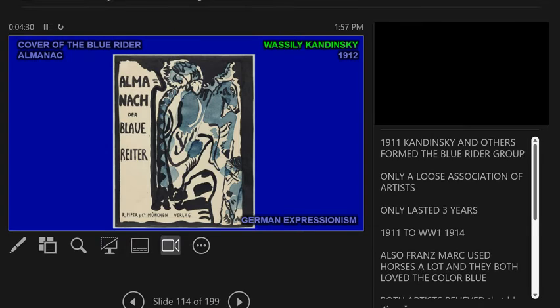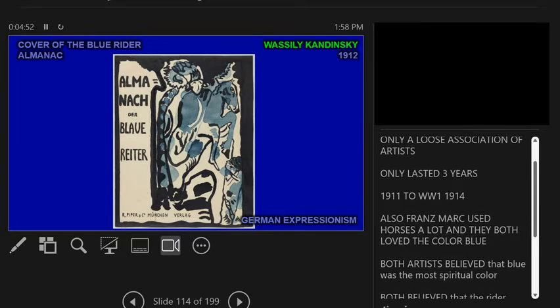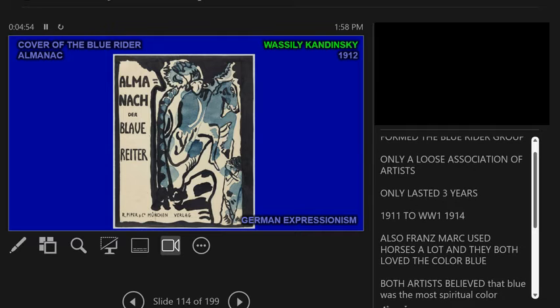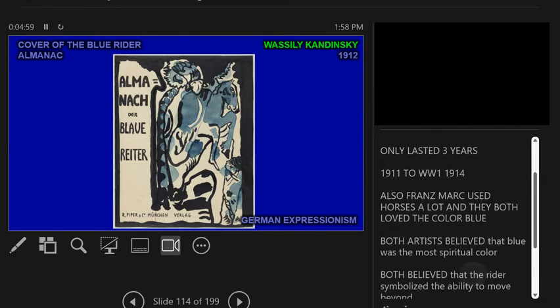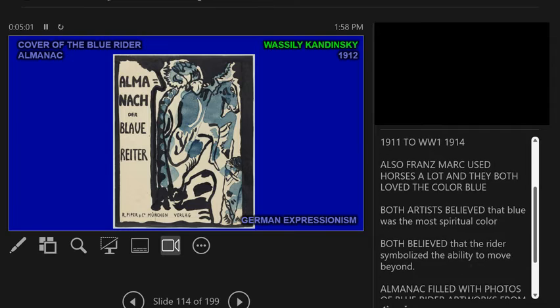So in 1911, Kandinsky and others formed the Blue Reiter group, and they created this little booklet that they would hand out at their shows. And this is the cover for this booklet. And you can see that it is made with a woodcut print in these two different colors of black and blue. And this was a loose association of artists, and it only lasted about 3 years, from 1911 to 1914.